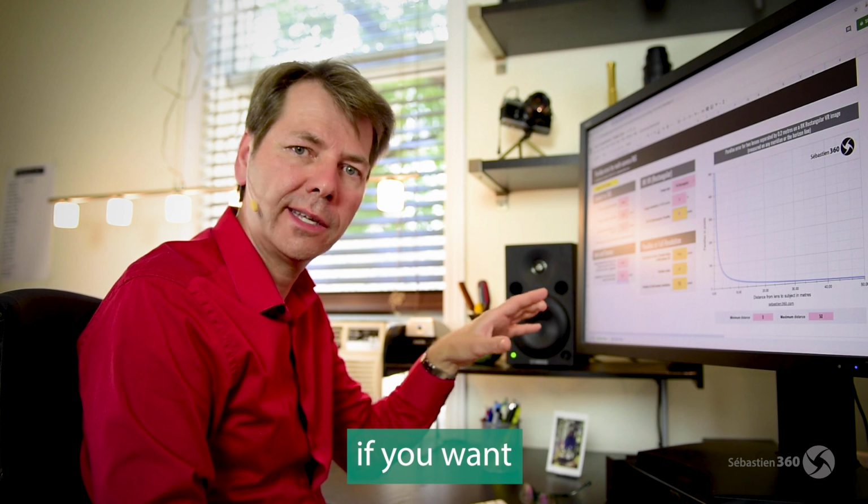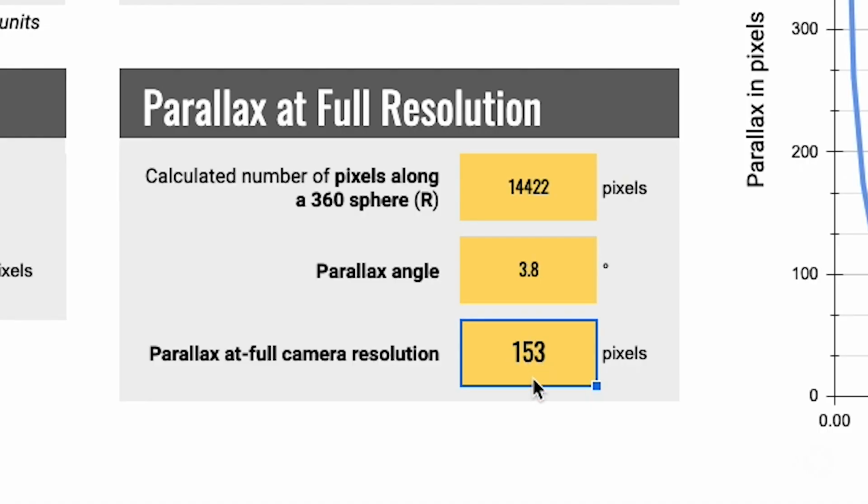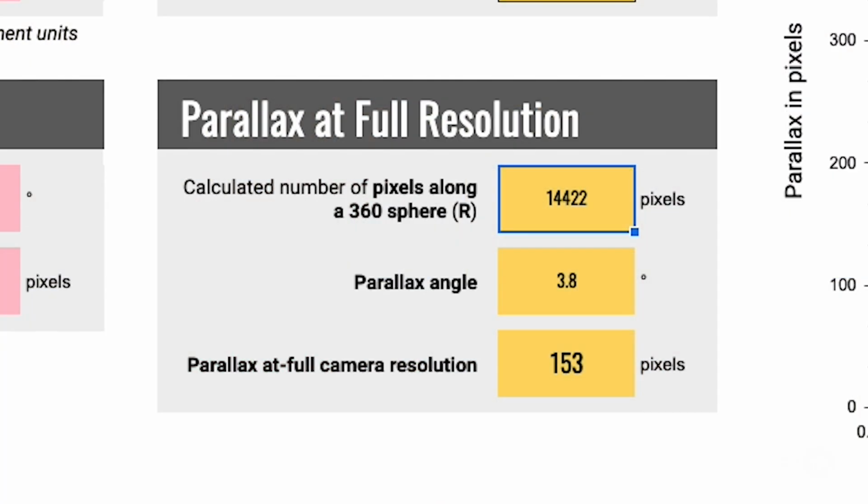I will be brief about this section here, but if you have more detail on how to use this section, please go back to the mathematical description. Now we have not only the parallax for an 8K VR, but we also know the native parallax on the sensor of the camera. And you also know now that the native resolution of this rig for a full 360 circle is 14K.